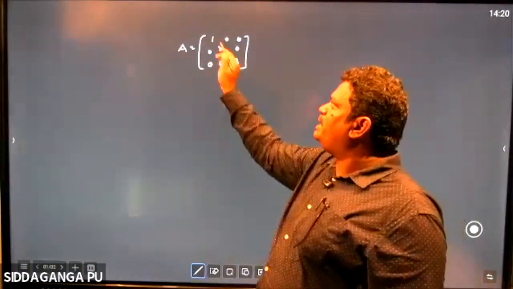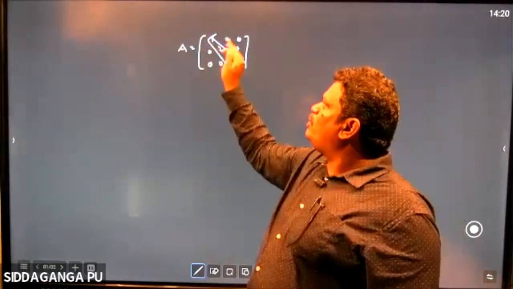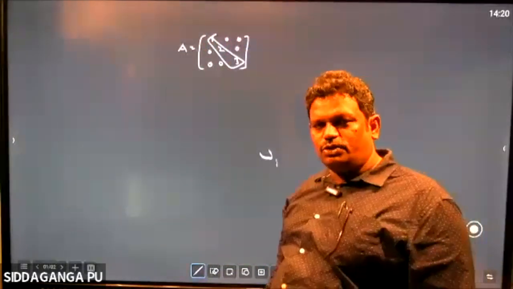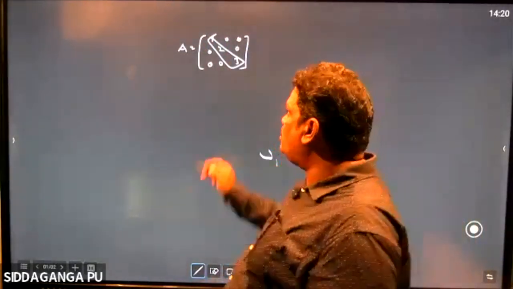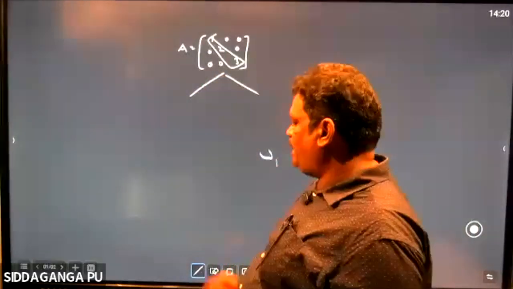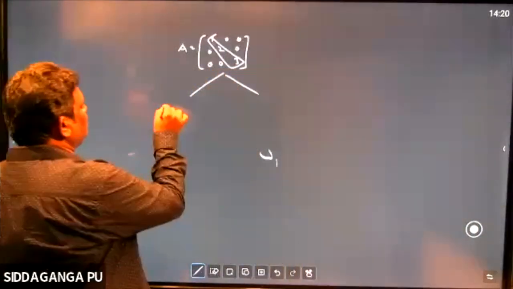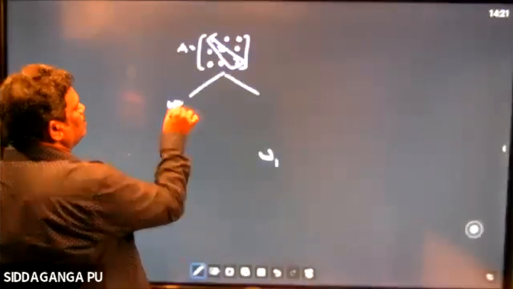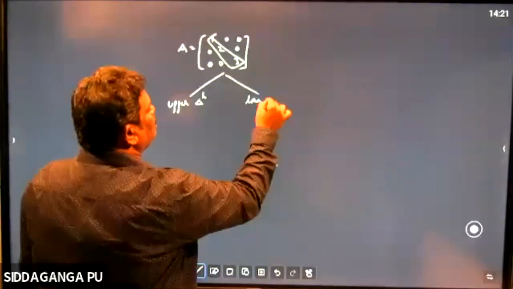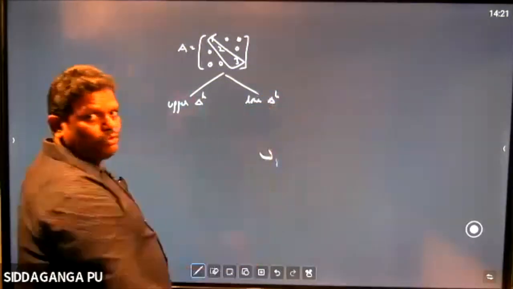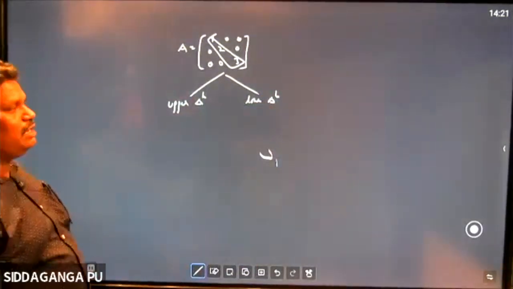Here, this is the principal diagonal. The above elements are zeros or the below elements are zeros, then that matrix is said to be a triangular matrix. As I already told you, there are two types of triangular matrices: one is upper triangular matrix and another is lower triangular matrix.